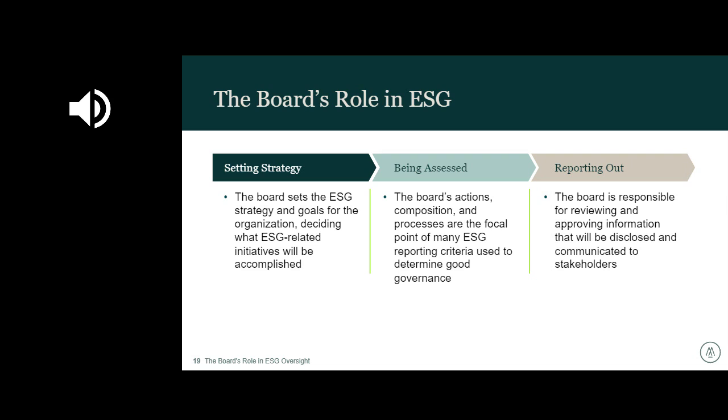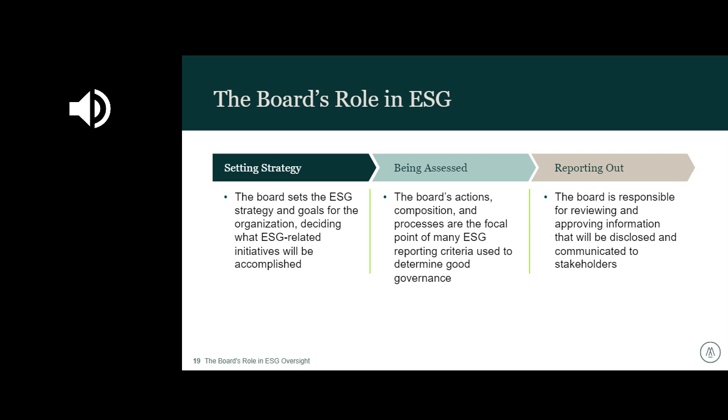Then, when you think about how ESG is carried out within your organization, in those various initiatives, a couple of things. So the board is often going to be responsible for receiving a lot of that information, but they are often also the focus of some ESG reporting criteria. So your actions, any kind of training, your board composition sometimes come under scrutiny when we're looking at how ESG initiatives are carried out. So it's part of that G bucket of items when you're looking at a comprehensive and integrated ESG strategy.